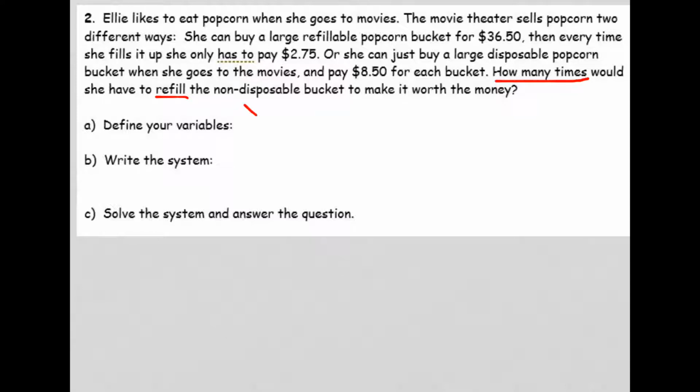So I'm going to just say that X is the number of refills, the number of times you pay to fill the bucket, or the number of large popcorns. Let's maybe do it like that. The number of large popcorns, because some of them might be in the refillable and some of them might be in the disposable. But however many times you buy large popcorn, that's what X is going to equal.